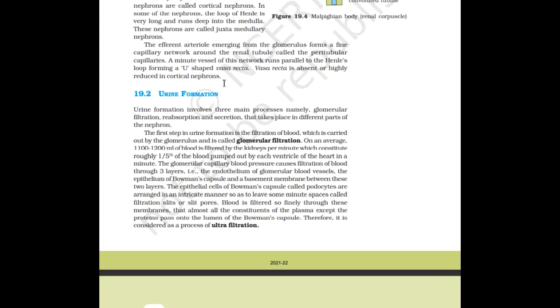The glomerular capillary blood pressure causes filtration of blood through three layers, that is, the endothelium of the glomerular blood vessels, the epithelium of Bowman's capsule, and a basement membrane between these two layers. The epithelial cells of Bowman's capsule, called podocytes, are arranged in an intricate manner so as to leave some minute spaces called filtration slits or slit pores. Blood is filtered so finely through these membranes that almost all the constituents of the plasma except the proteins pass on into the lumen of Bowman's capsule. Therefore, it is considered a process of ultrafiltration.